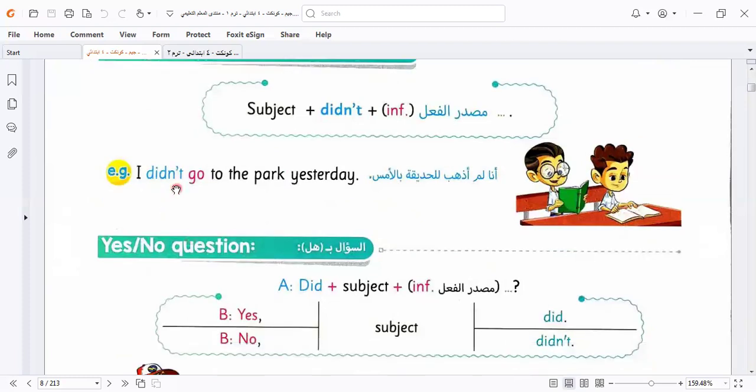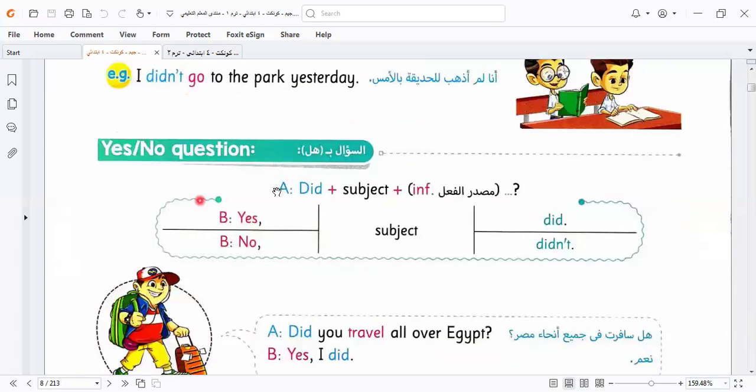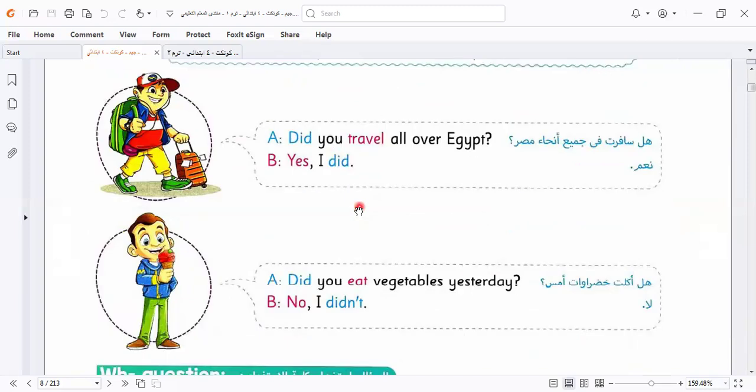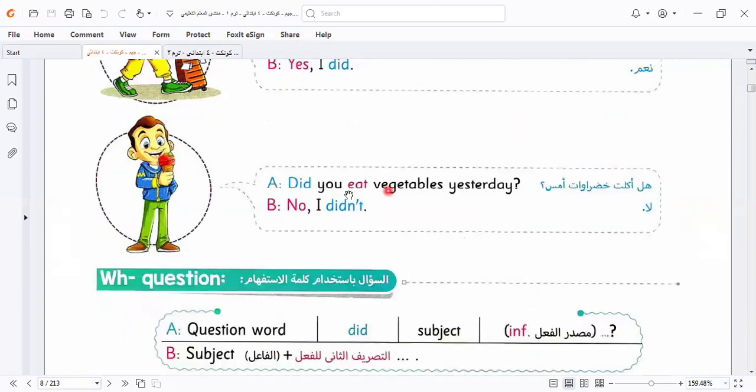Here we have didn't, and as we told, when I put didn't in the negative form or in the question form, I return the verb to the infinitive, like this: I didn't go. Okay. Here we have, did you travel all over Egypt? You can't say traveled here, because here did omits the -ed, so it will be yes, I did. Okay. Here we have, did you eat? Don't say did you ate. Why? Because did replaces the verb in the past, so the verb must be returned to the infinitive form like this.